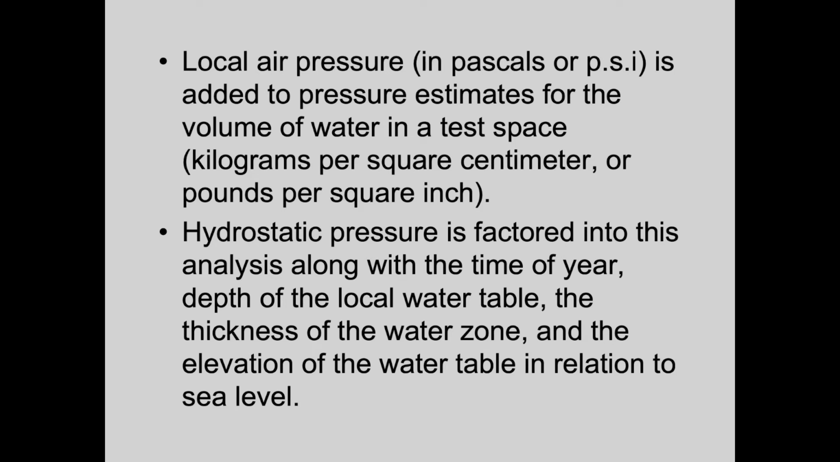Now, volumetric weights for these zones, specifically the zone below or at the water table, are estimated in terms of kilograms per square centimeter. However, we will also see these estimates being converted to pounds per square inch, or PSI. These converted PSI units are then added to the air pressure that is present at the moment that these studies are being conducted.